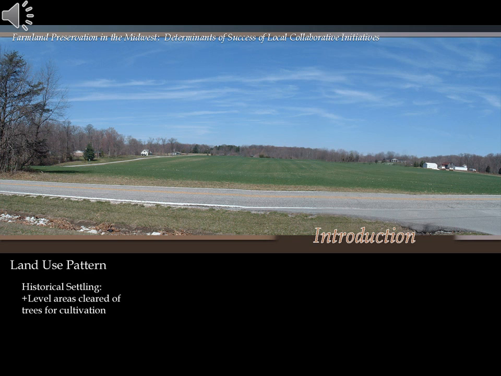The next 3 slides are just to give you a brief overview of the land use pattern that we're observing here, just to give you an introduction to the context for the problem we're addressing. So it all begins with step 1, where historically, level areas, so the easiest places to farm, were cleared of trees, cleared of debris, and made ready for farming.